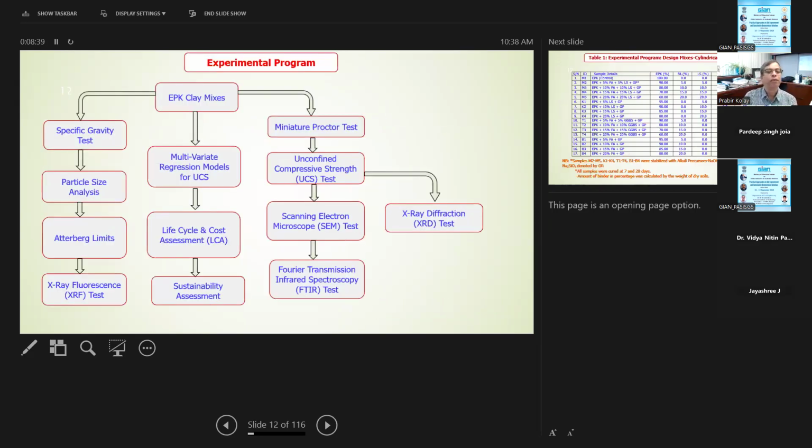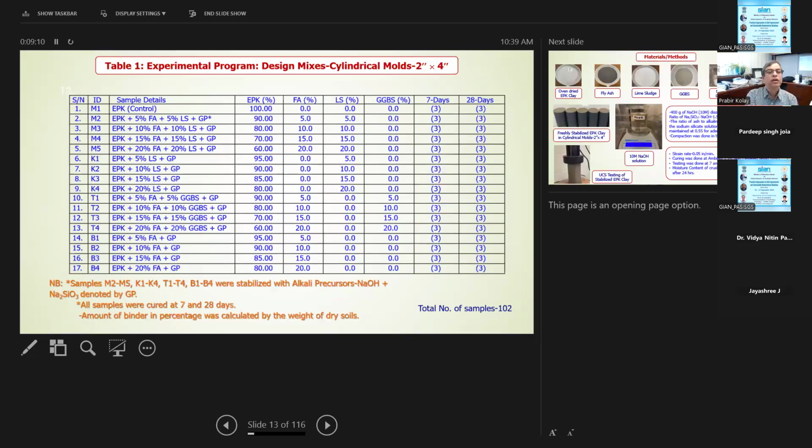So here, what we mostly did was mix EPK clay with different stabilizers, as I mentioned: lime sludge, GGBS, and fly ash. We did the basic tests: specific gravity, particle size, liquid limit, XRF. And then we also did the UCS test, the LCA, and then FTIR and X-ray diffraction, all these different tests to check what is forming inside after the stabilization. So these are the different combinations of tests we used.